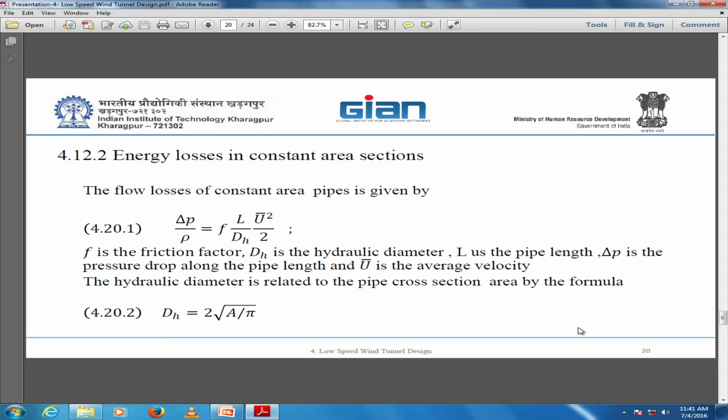Okay, just the definition of the coefficient of friction is the friction factor times U average divided by U max squared. If it's a circular cross-section, you know that the maximum velocity in the center is twice the average velocity.